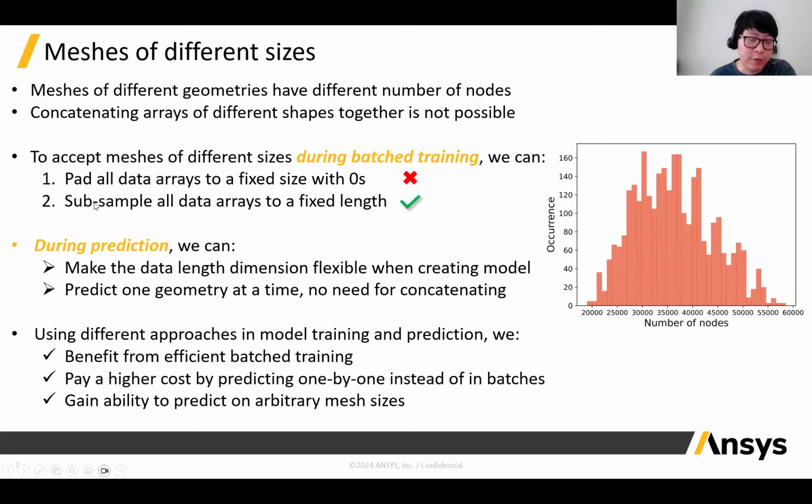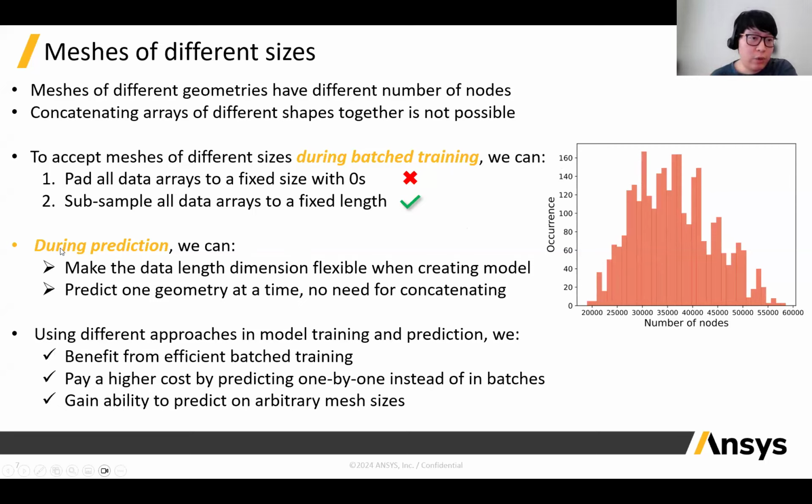Another option is instead of going up, you can go down. Instead of padding everything to the largest size, we subsample all the data. We don't use everything in the dataset, but instead subsample everything to a fixed size, which is the approach that we take. That's also coincident with a lot of the early deep operator network works that use subsampling of the input signal at different input sensors, so that they only get the input signal at some discrete points, and then they interpolate and extrapolate out to the different number of output sensor locations.